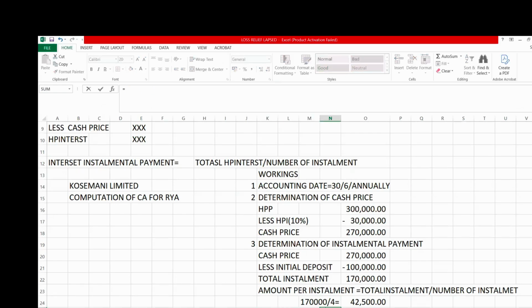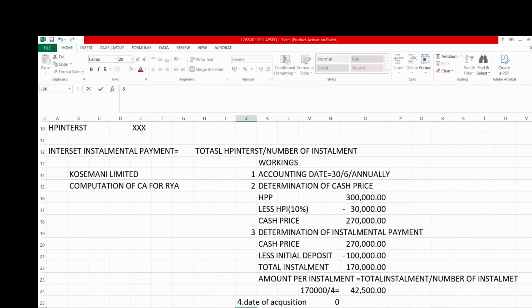We are told that Koshemani Limited acquired a motor vehicle on 1/1/2014. It was acquired on 1st January 2014. For a company whose accounting date is June, look at it, date of installment.